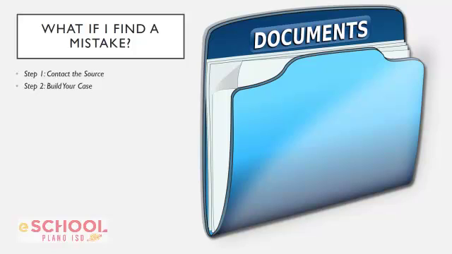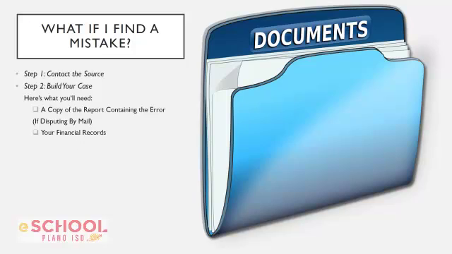Step 2, build your case. Here's what you're going to need. You're going to need a copy of the report containing the error, and you're going to need to note where the errors appear. And that's if you're disputing by mail. You need your financial records. You should gather all relevant records, like monthly statements from the institution that has the wrong information to prove your case. If step 1 resulted in a favorable outcome, asking the financial institution for a letter acknowledging its mistake can go a long, long way.